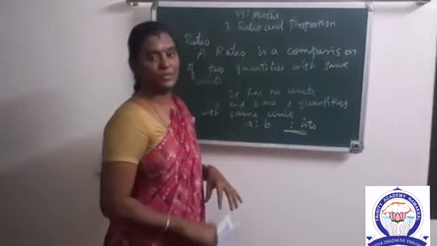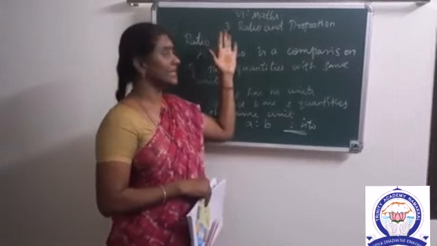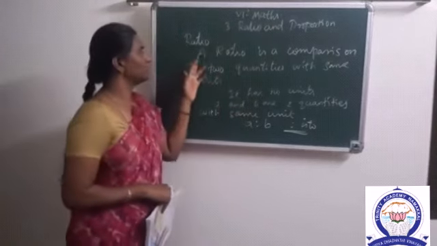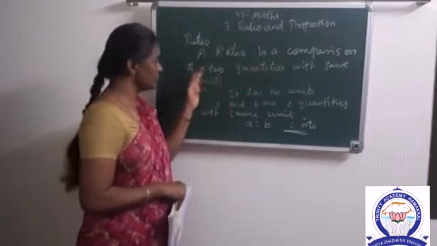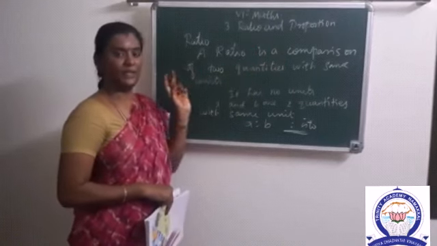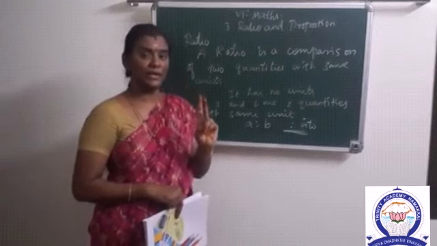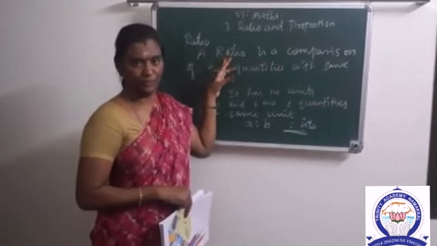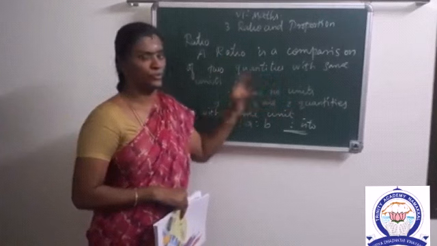Hello dear students, today we are going to see 6th standard maths, ratio and proportion. What is ratio? A ratio is a comparison of two quantities with the same units. When we compare two quantities with the same units, we write in the ratio form. See, it has no units.